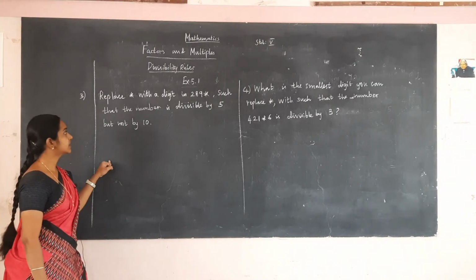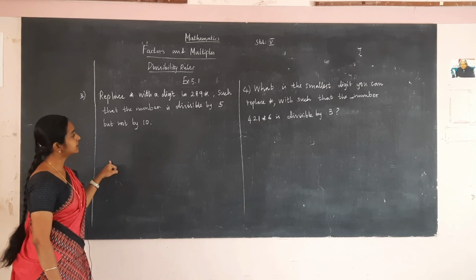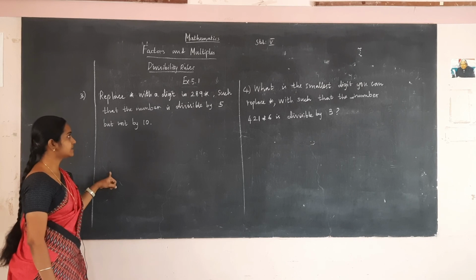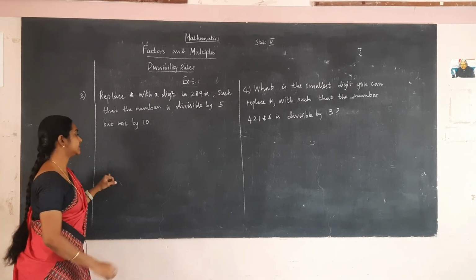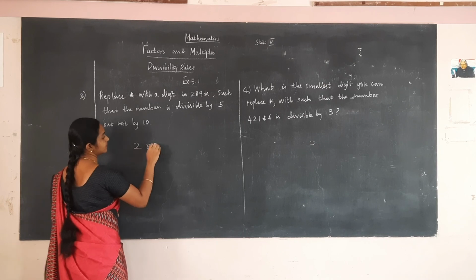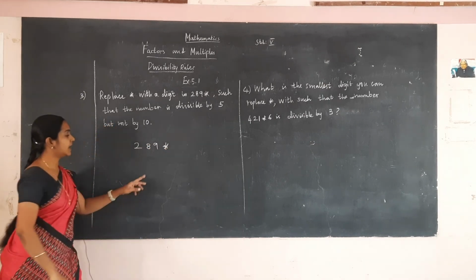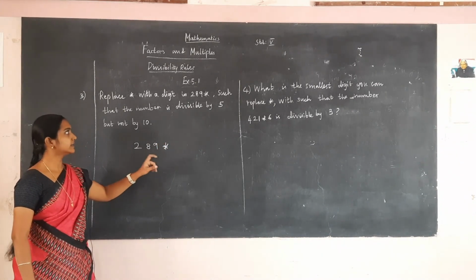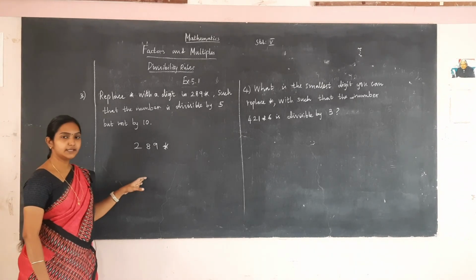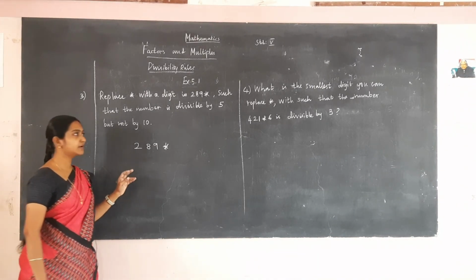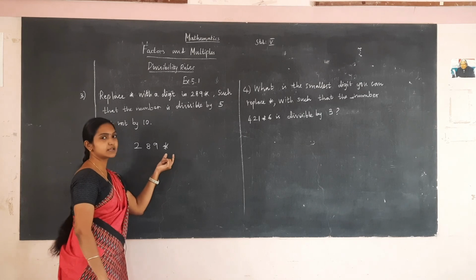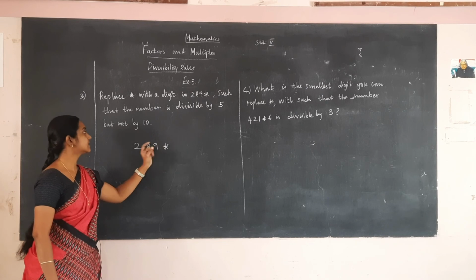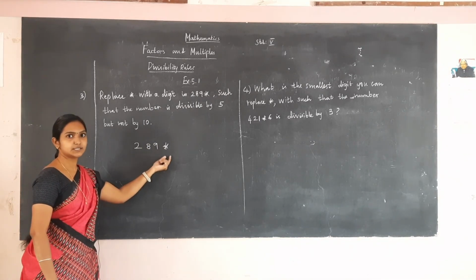The third question is replace star with a digit in 289 star such that the number is divisible by 5 and not by 10. We have to replace a number in the place of star so that the number is divisible by 5 and not by 10. The divisibility rule for number 5 is the digit in the unit place must be 5 or 0. The divisibility rule for number 10 is the number in the unit place must be 0.